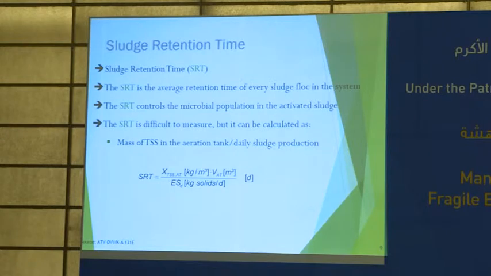One of the most important parameters in treatment processes is the retention time. Actually, the retention time keeps the process stable. You have to control the retention time, especially for the sludge. It's difficult to measure, but it's easy to calculate. You can calculate, as shown in the equation below, the sludge retention time, which we have to keep controllable to keep the process stable.